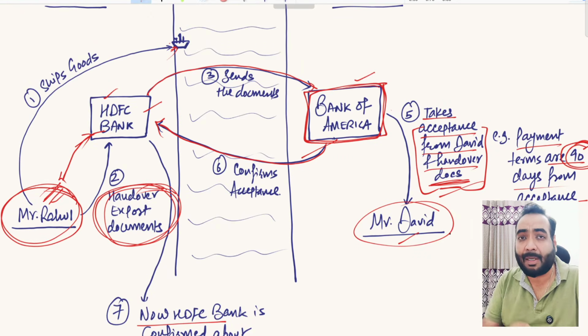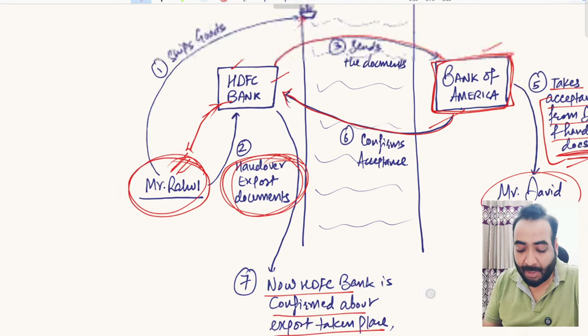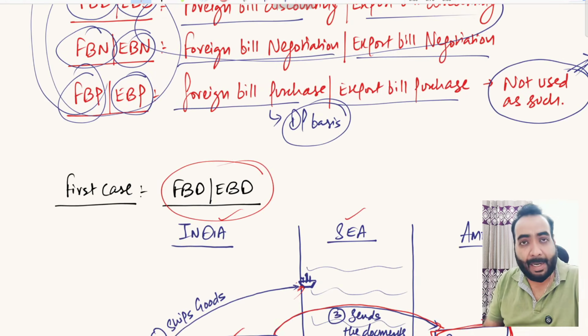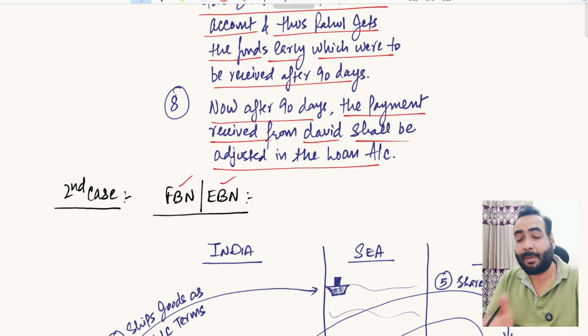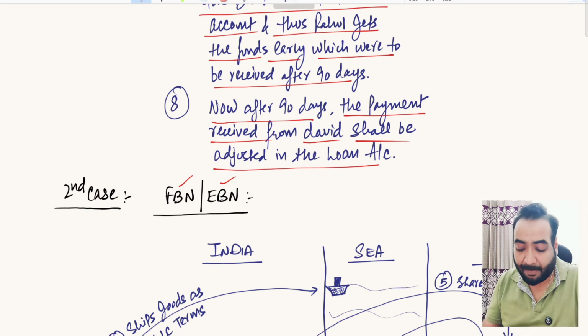David are discounted by HDFC Bank here through this post-shipment finance facility. So, this is the first type, FBD and EBD. Now the second type, that is FBN or EBN, foreign bill negotiation or export bill negotiation, and it is linked to the previous video in which we discussed the basic concept of letter of credit.